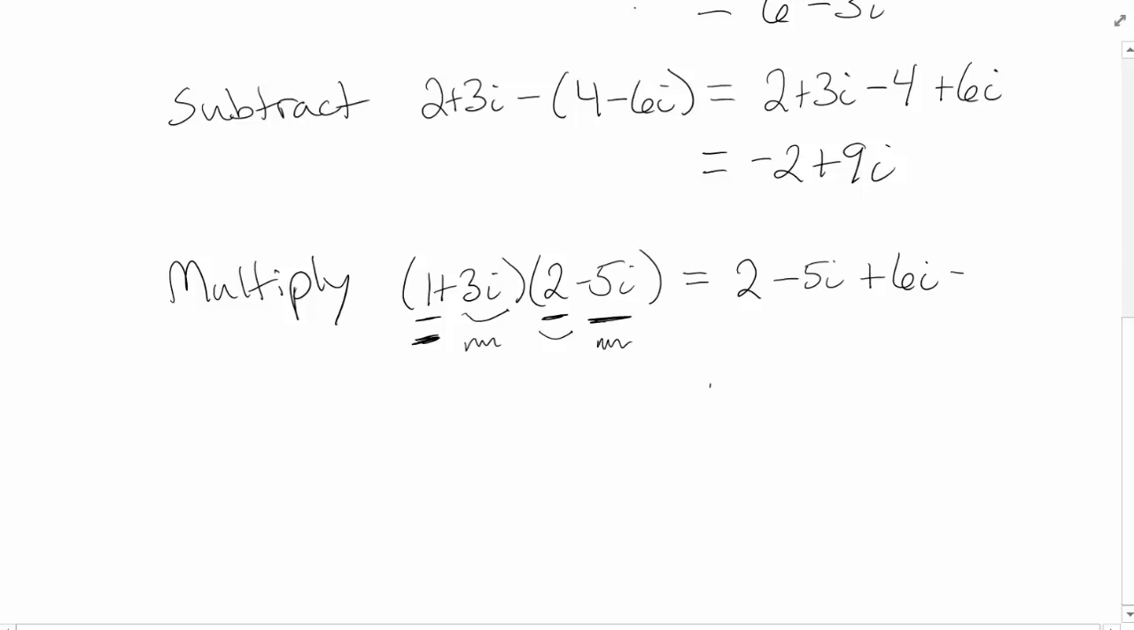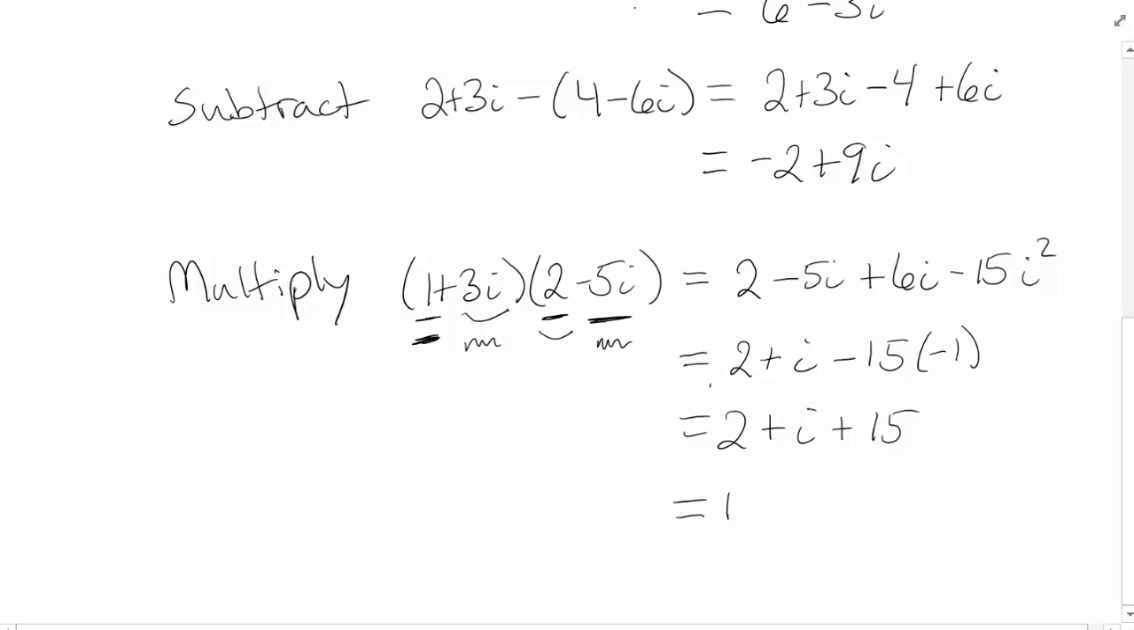So I have 3 times a negative 5 is negative 15, and then an i times an i is i squared. If I start combining things, 2 is the only obviously real one there, and then I have a minus 5i plus 6i. That gives me a plus 1i, and usually we just write that as plus i. And then minus 15, but I have i squared. I squared, we had mentioned up top, was the same as negative 1. So this is 2 plus i, and then minus times a minus is a plus, which gives me plus 15. 2 plus 15 is 17, and then plus i.